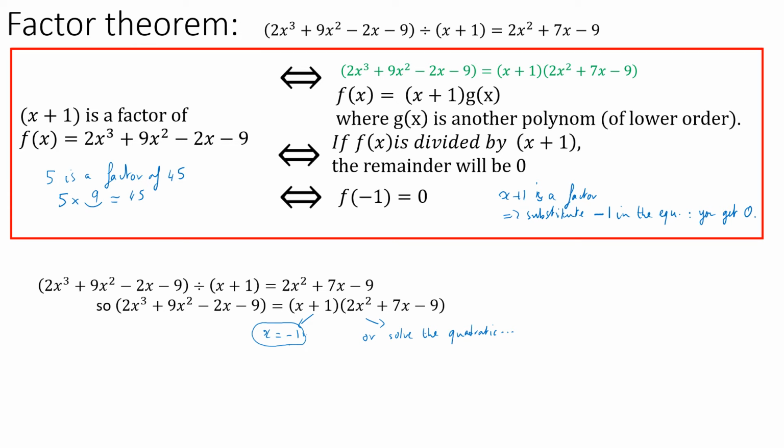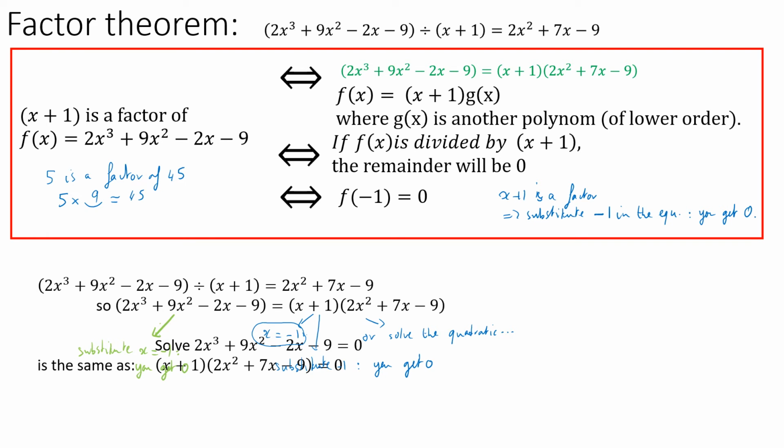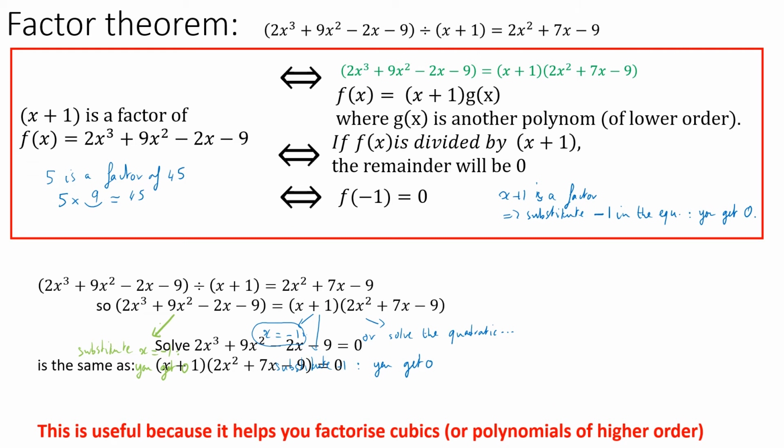So if you substitute minus 1 into the factorized expression, you get 0. Of course, if you substitute it in the expression that is not factorized, you get the same result. So this is the same. If you substitute x with minus 1, of course you also get 0. You get the same result. And this is going to be very handy when you need to factorize your quadratic, because the biggest benefit of the Factor Theorem is that it will allow you to factorize those cubics so that you can solve them.